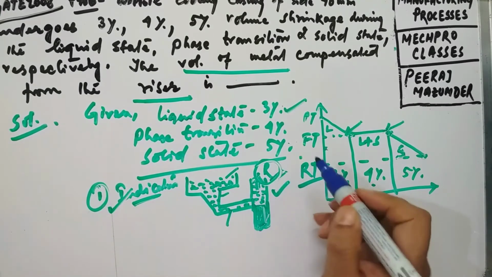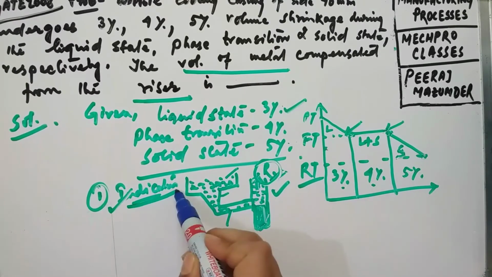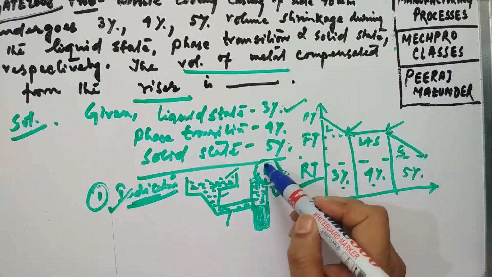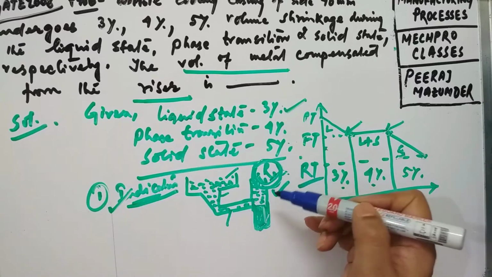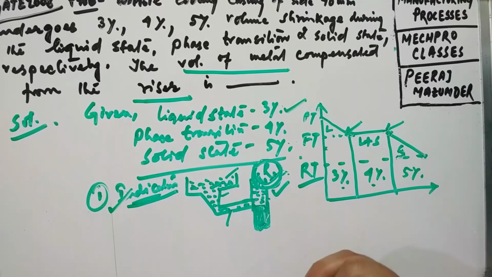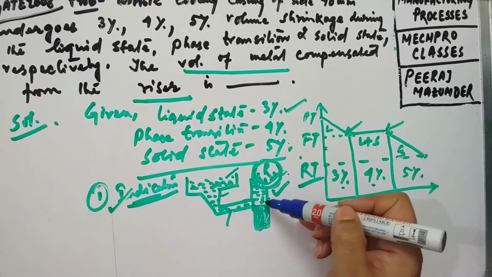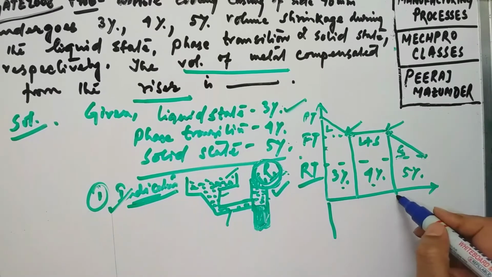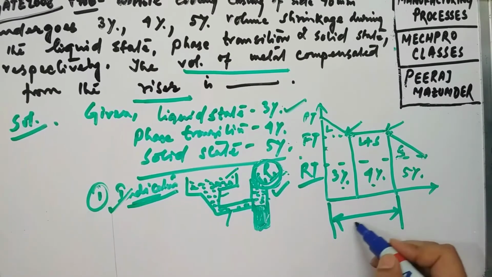But the main function of the riser, this is also one of the main functions, but for solving this numerical, the main function of the riser is that it helps in compensation of liquid shrinkage, not the solid shrinkage, but liquid shrinkage. Look, liquid shrinkage means from here to here. This is the liquid shrinkage.